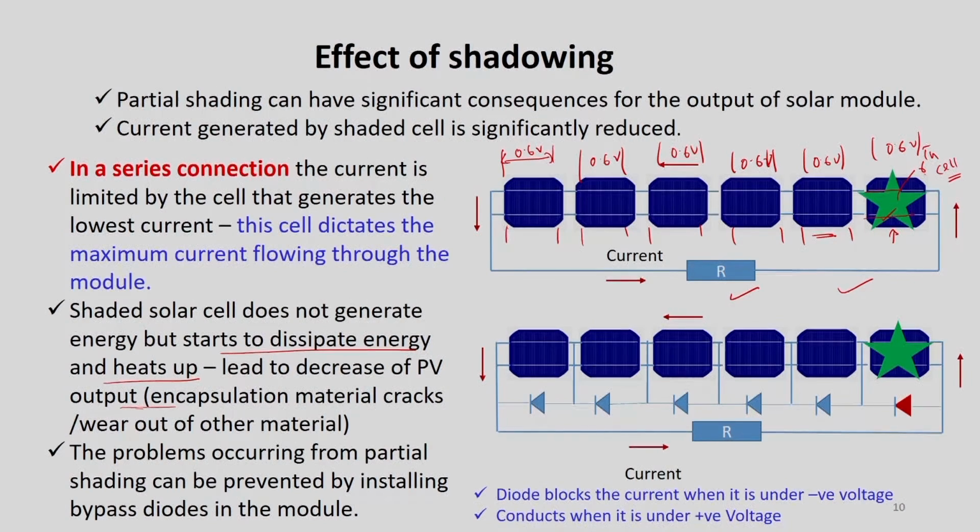These kinds of problems can be solved by installing some kind of diodes. These diodes are called bypass diodes. So, how does this bypass diode work? This diode blocks the current when it is under negative voltage, but conducts current when it is under positive voltage. Let us now draw the IV characteristics of this case.